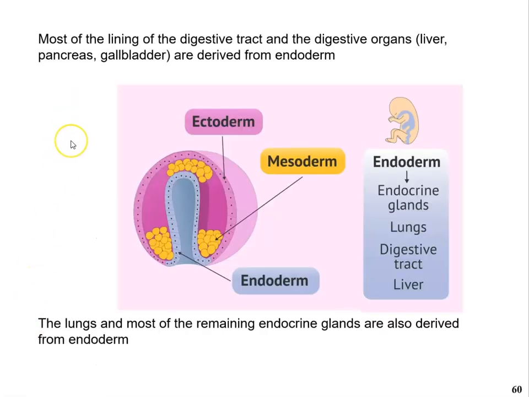So important takeaway for the endoderm, you're going to have most of the lining of the digestive tract and the digestive organs derived from the endoderm. You're going to have the lungs and most of the remaining endocrine glands derived from the endoderm. And of course, you're going to have all of those epithelial linings of your respiratory tract, your GI tract, your urinary tract, and your reproductive tract.